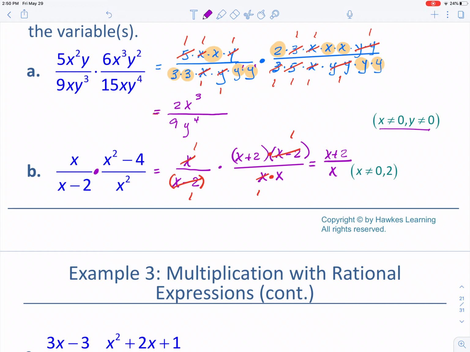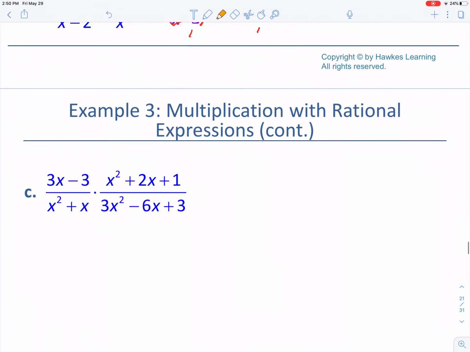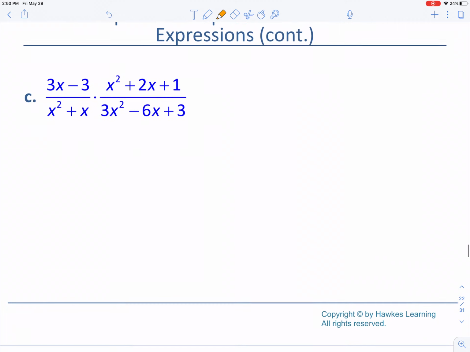And again, remember, you are not going to cancel these x's because the x on the top is connected to the 2 by an addition operation, and you can only cancel when connected with a multiplication operation.